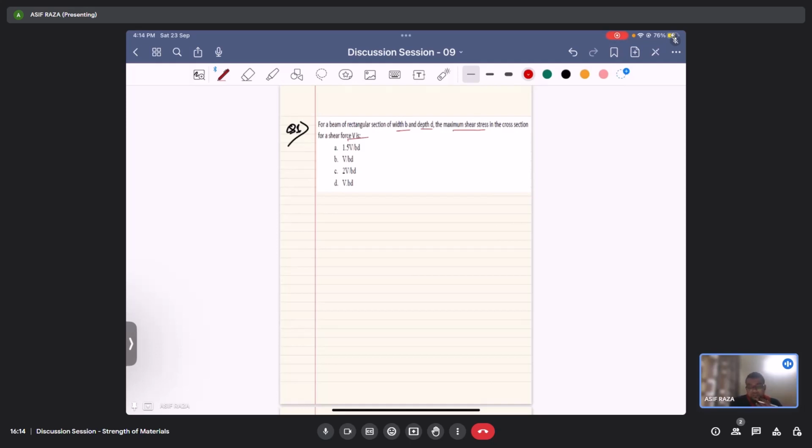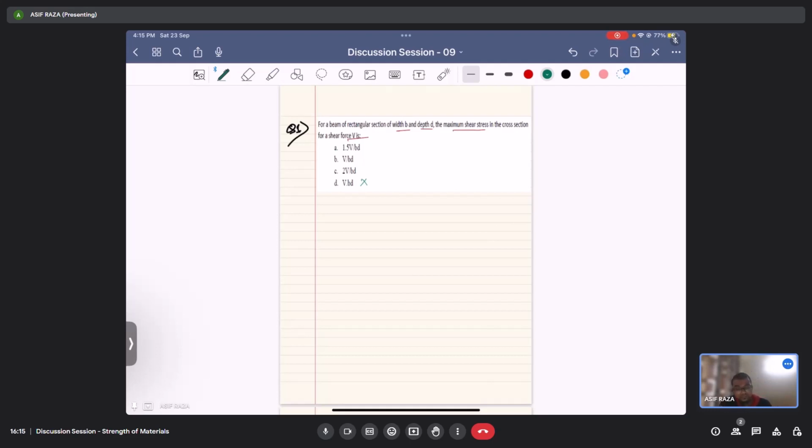Out of this, we can directly eliminate the fourth option, because shear stress would have a unit of megapascal or Newton per millimeter square, that is force per unit area, and option 4 is like force times area. So we can directly eliminate option number 4. Now let's see which of the first, second and third options would be correct.